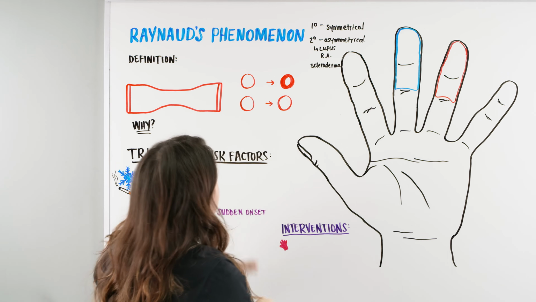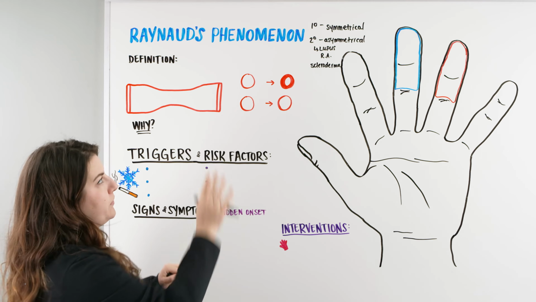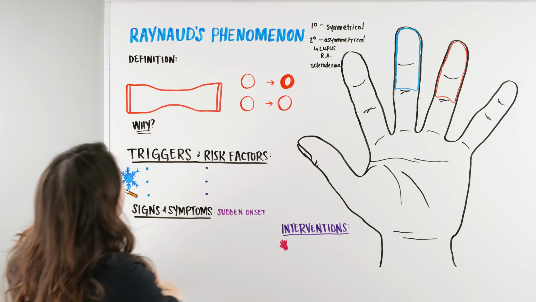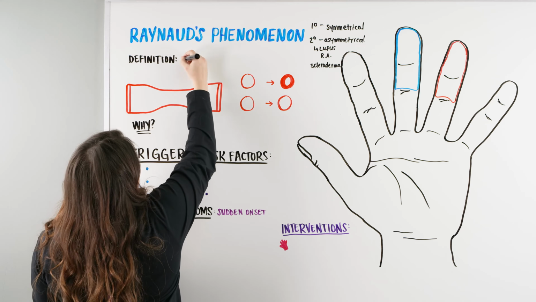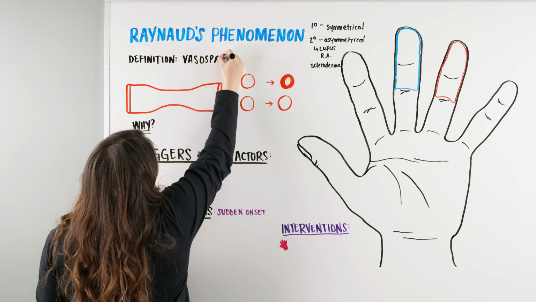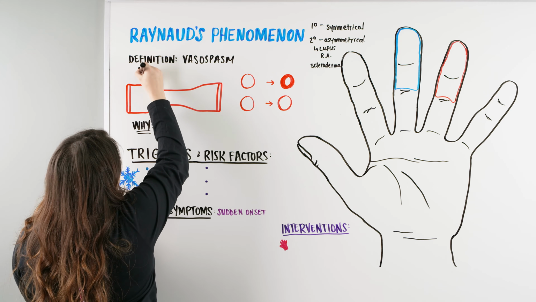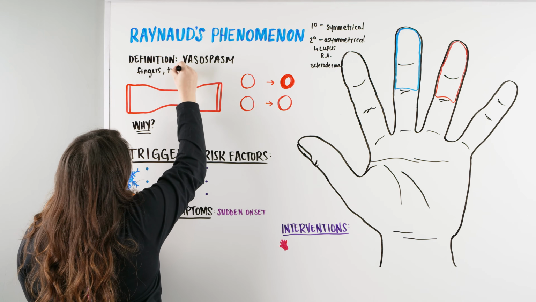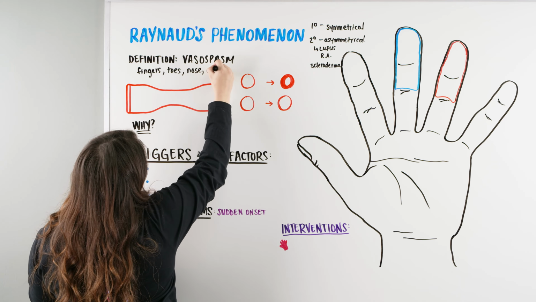Okay, so for the purpose of this video, we're going to talk about Raynaud's as a whole, but there is a delineation between primary and secondary, just so you understand that. But what is Raynaud's phenomenon? Raynaud's phenomenon is defined by this vasospasm that occurs particularly in our fingers, our toes, our nose, and our ears.